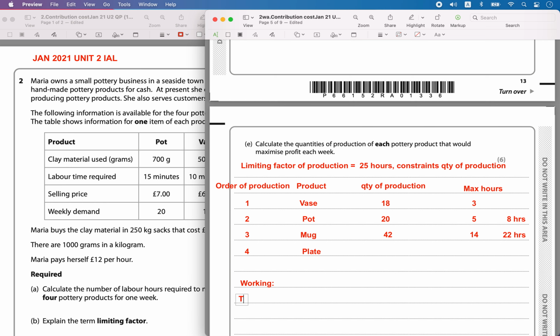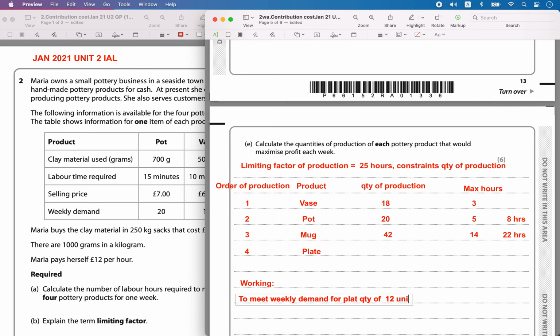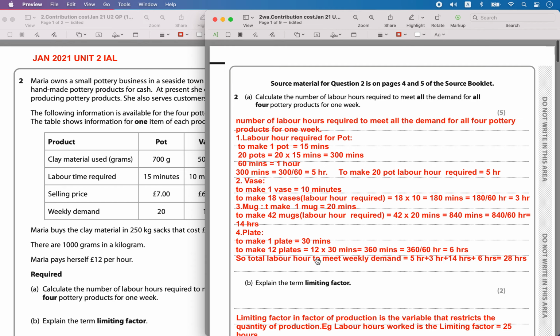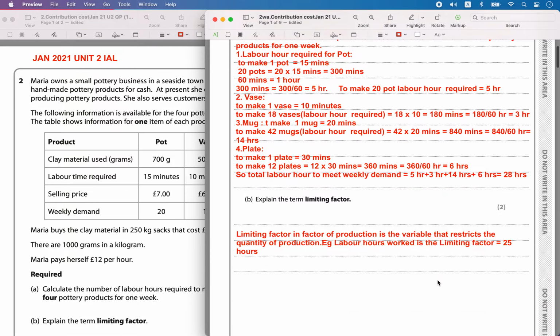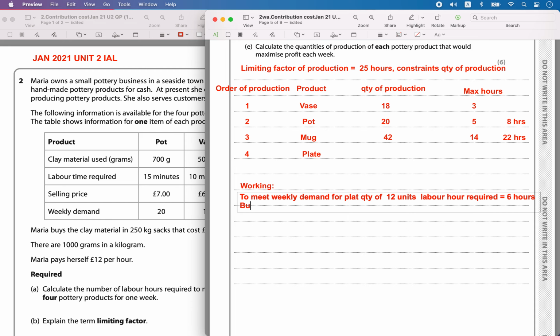So to meet weekly demand for plate quantity, she has to produce 12 units. The labor hours required, which we calculated in the first portion to make 12 plates, was 6 hours. It requires 6 hours.